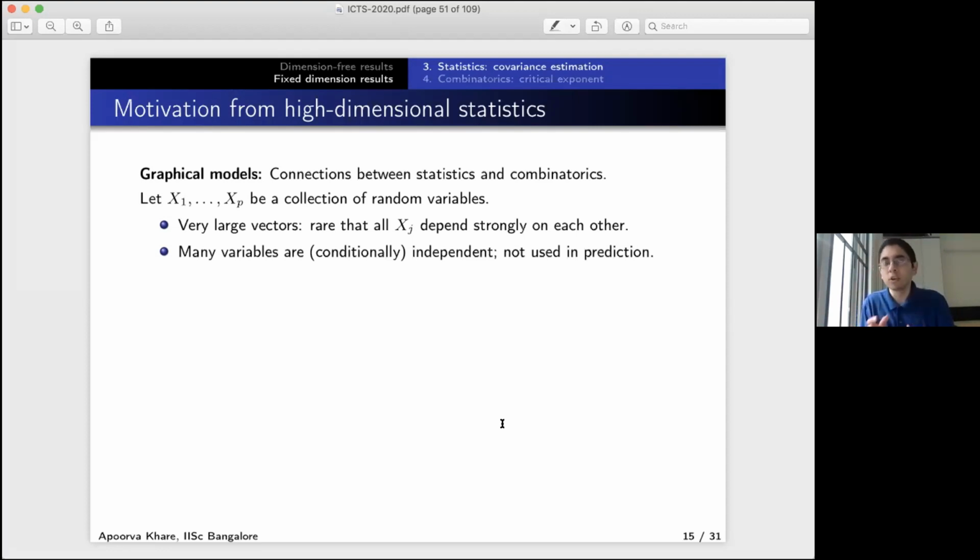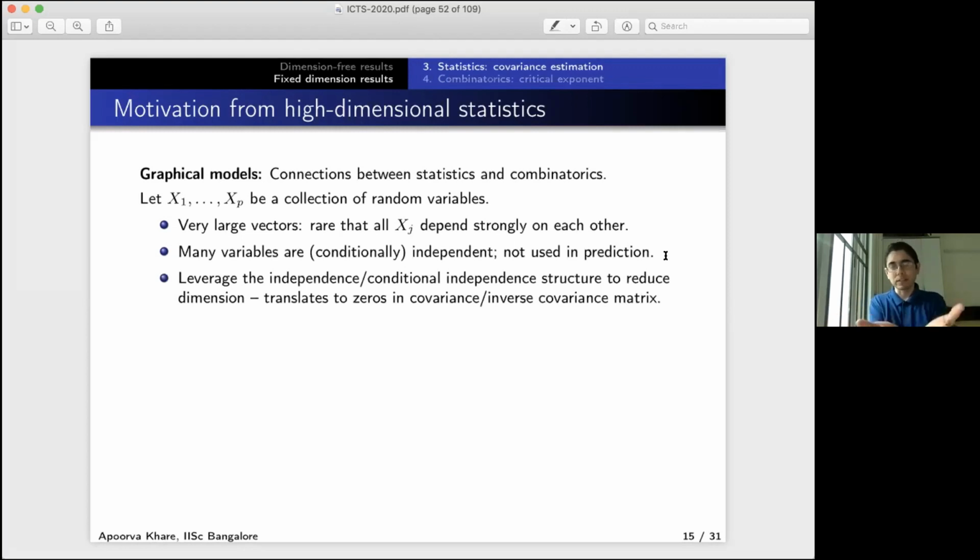Certainly, you might be reasonably forgiven for assuming that if you condition the temperature on the neighboring points, then it's independent of the rest of the globe. So it's rare that all the xj's depend strongly on each other, and in fact you expect most things to be conditionally independent. And therefore, not using them in prediction reduces the dimension of the problem, and that's a nice thing. It helps you compute faster, predict faster. Now these independencies, conditional or otherwise, translate to zeros in these covariance matrices.